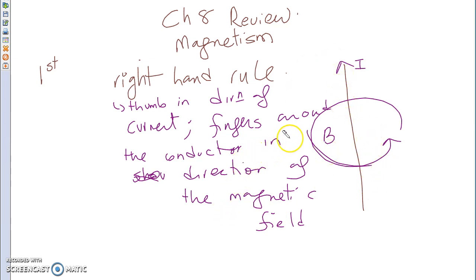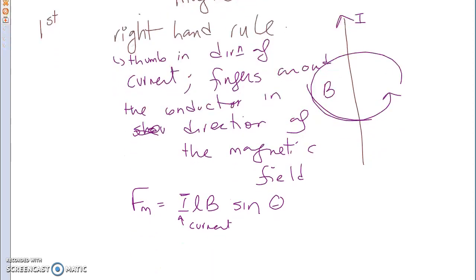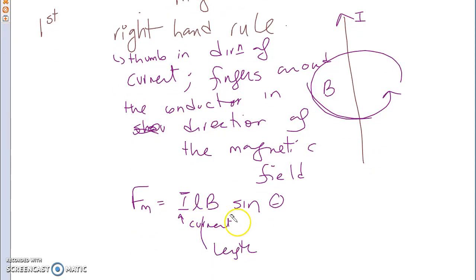Of course, we said that this right hand rule has a formula: ILB sine theta, right? And I, of course, is your current. L is your length. B is the magnetic field, and so on and so forth. Okay, so that was ILB sine theta. This was for a conductor.